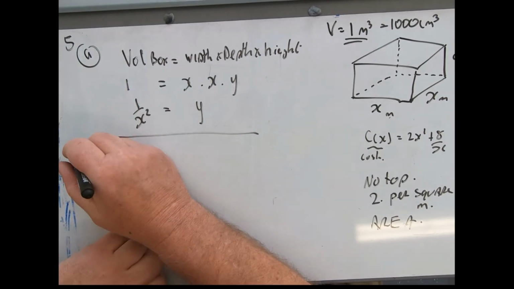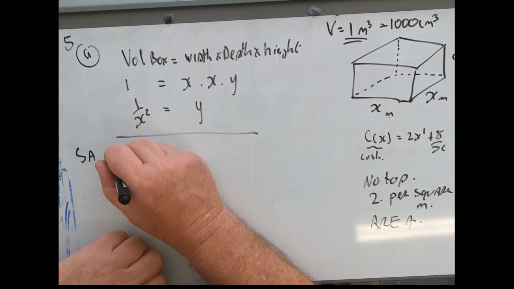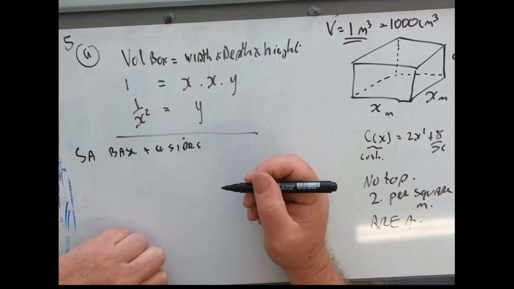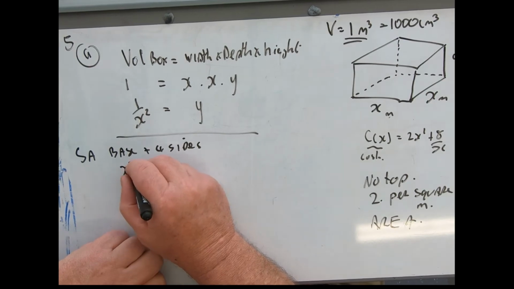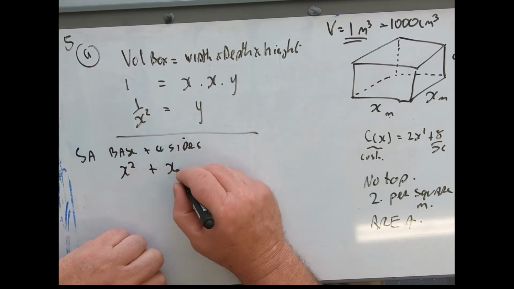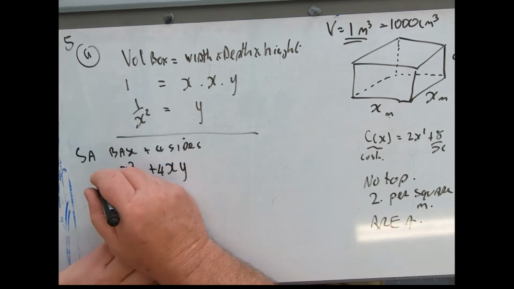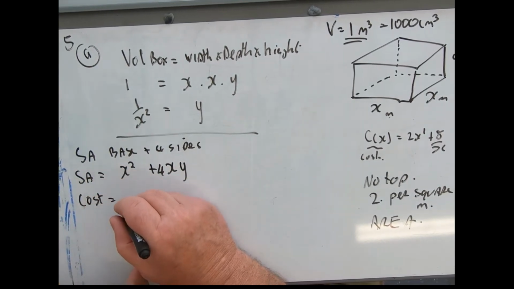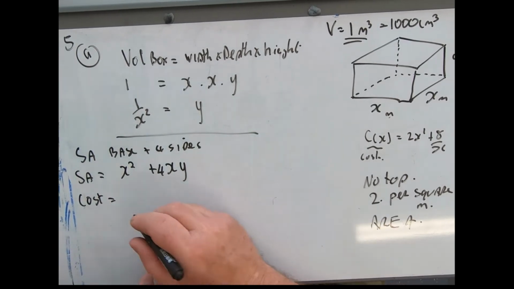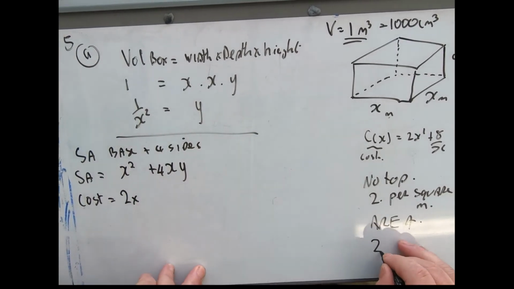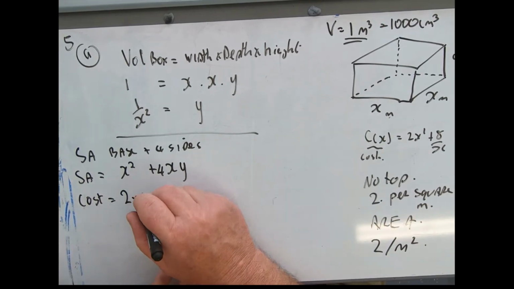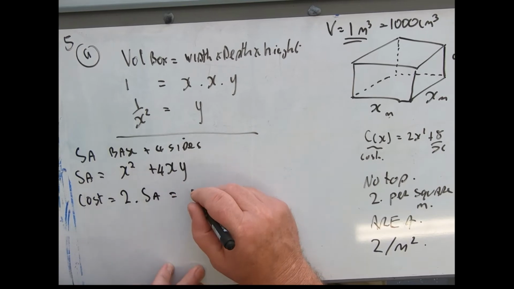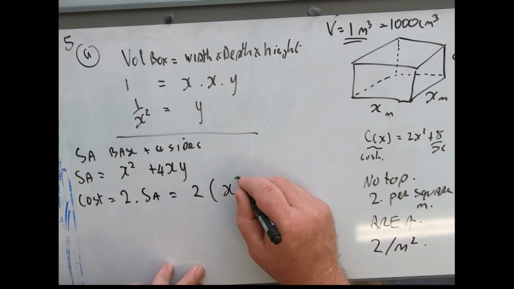Straight up, the surface area is the base plus 4 sides. There it is in plain English. The base is x times x, and the sides are x times y, and there are 4 of them. That's the surface area. And the cost equals $2 per square meter times the surface area. I'll use dots for multiplying. Equals 2 times all of this.